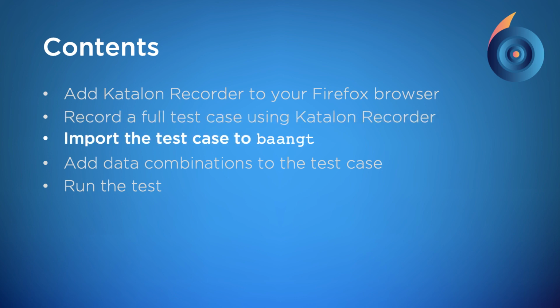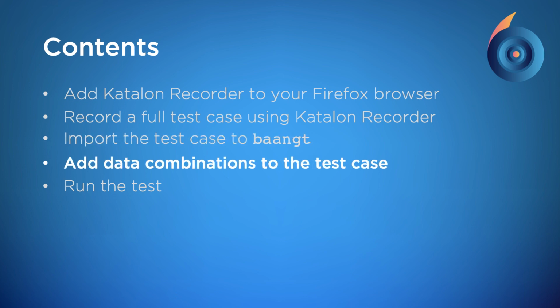In the next step, we will import the recorded test case into baangt. This step will give us an Excel sheet that is ready for automation testing. We will add data combinations to this sheet so that our automation test case will run multiple times with different variables. In the final step, we will reap the fruits of our work by running the test case in baangt.